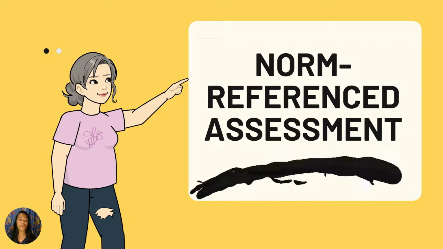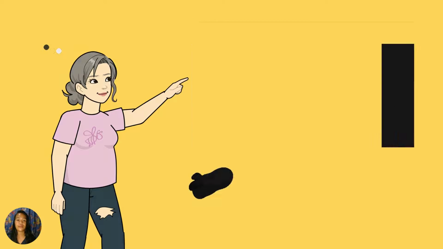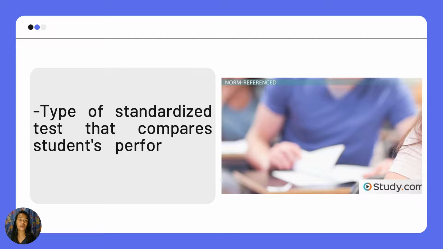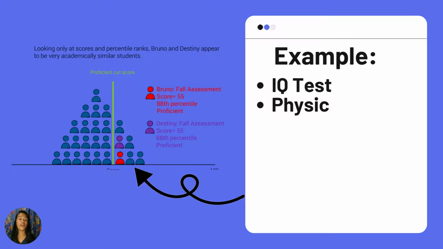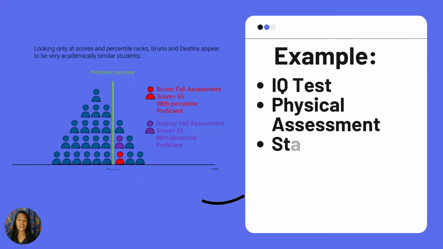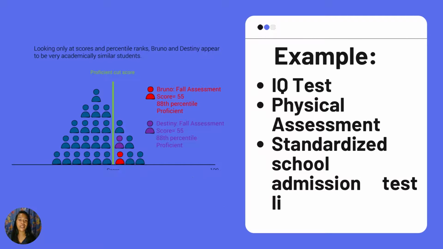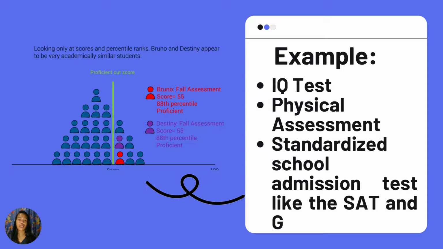Next, the norm reference assessment. It is a type of standardized test that compares students' performance to one another. Examples of this assessment are IQ tests, physical assessments, and standardized school admission tests like the SAT and GRE.